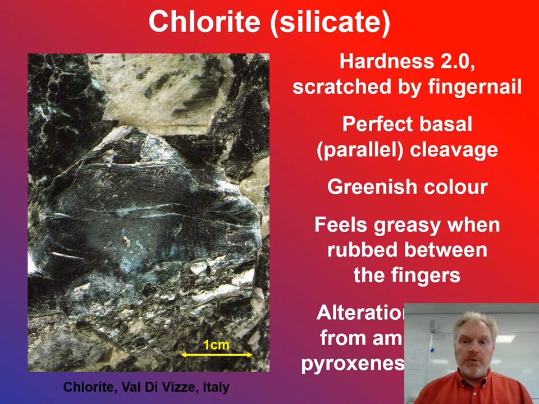Chlorite is also a metamorphic mineral. We don't often see good crystals of this. It's a hardness of 2, so it's very soft, softer than a fingernail. It has a greenish colour, so it can make some metamorphic rocks just have this green tinge, and it does feel a bit greasy when you hold it in your fingers for a while. It's quite an unusual mineral, though. We don't see it very often.